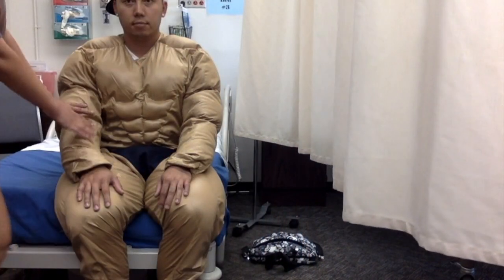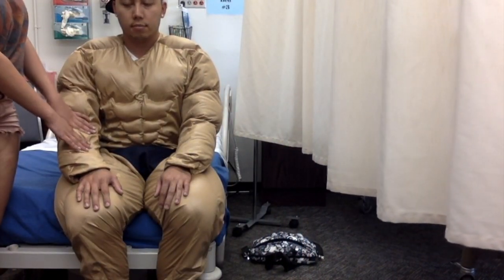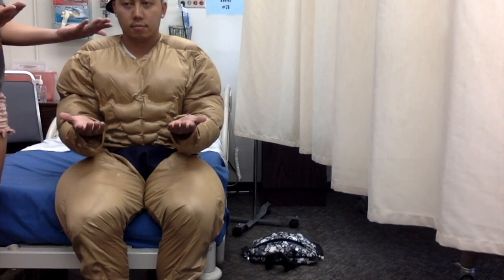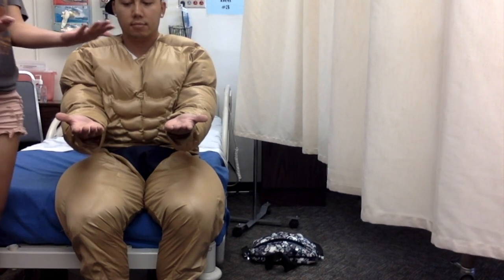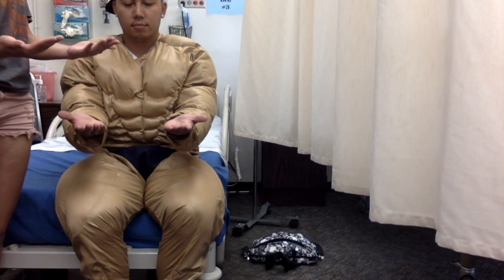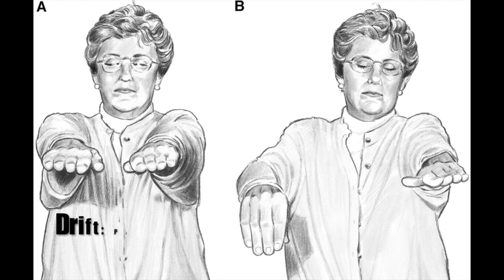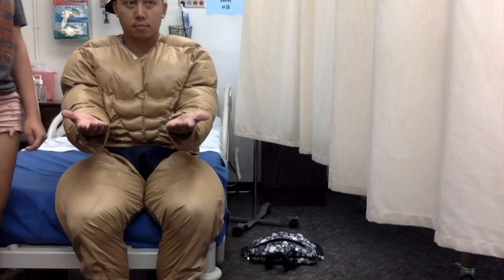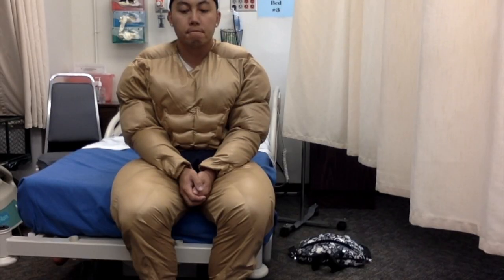Subtle differences in strength may be evaluated by testing for drift. For example, both arms are out in front of the patient with palms up. Drift is seen as pronation of the palm, indicating a subtle weakness that may not have been detected on the resistance examination. Clinicians use a 5-point scale to rate muscle strength.